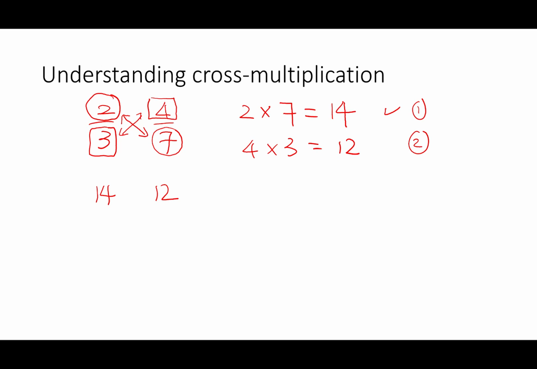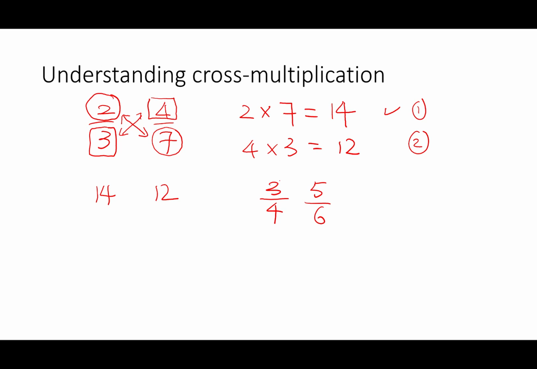Once we put it this way, we can see that 14 is greater than 12. So therefore, 2 over 3 as a fraction is larger than 4 over 7. So that's how we can compare two fractions to see which one is larger. Now let's look at one example again. Let's say 3 over 4. If you want to compare with 5 over 6, which one of these two fractions is larger?